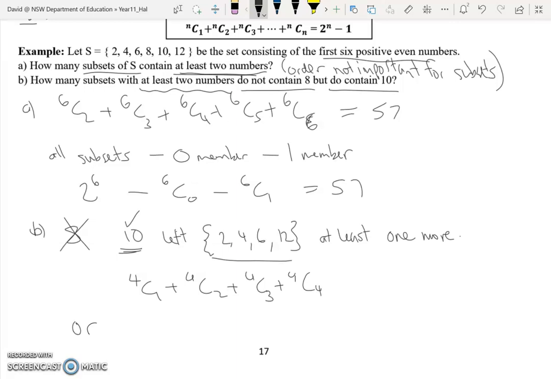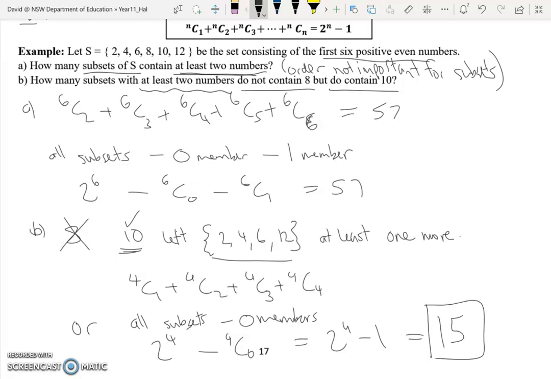Or equivalently, we can do all subsets minus the 0 members, not included. So that'd be 2 to the power of 4, minus the 0 member case, which would be 4C0, which is just minusing 1. Okay. Either way, we get an answer of 15. Up to you which method you use.